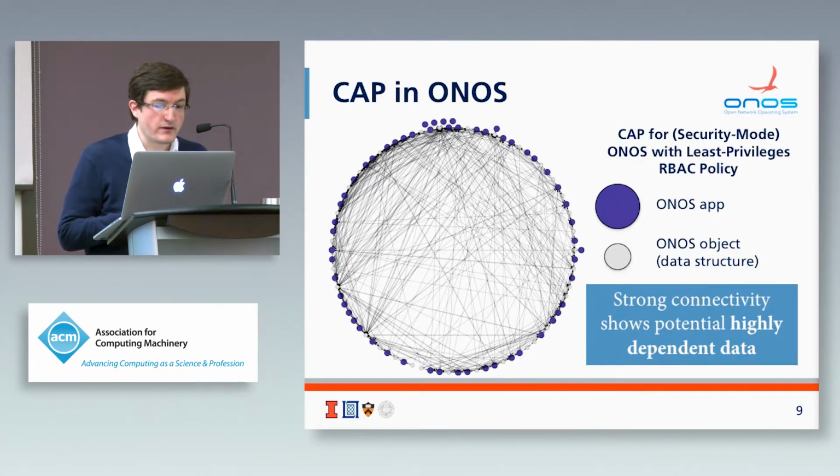We applied these techniques over the ONOS system, including about 60-some applications that are included with the ONOS code base, and they require different permissions for enabling the security mode ONOS to work. The large dots here represent the applications. The small dots represent objects or data structures in the control plane. And we found that there is relatively strong connectivity that potentially shows highly dependent data among each other.